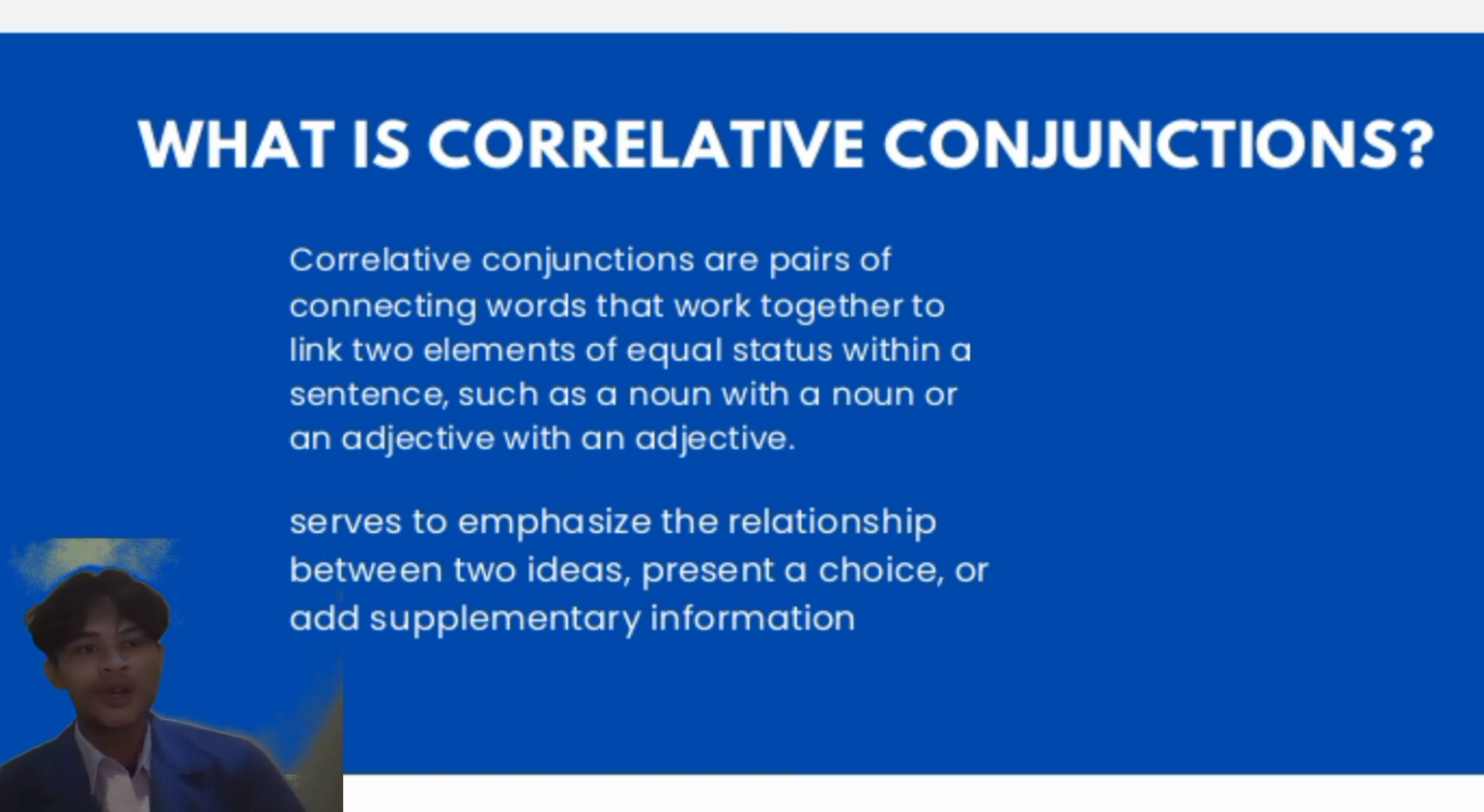What is correlative conjunction? Correlative conjunctions are pairs of connecting words that work together to link elements of equal status within a sentence, such as a noun with a noun or an adjective with an adjective. It's like "not only... but also". It serves to emphasize the relationship between two ideas, present a choice, or add supplementary information.